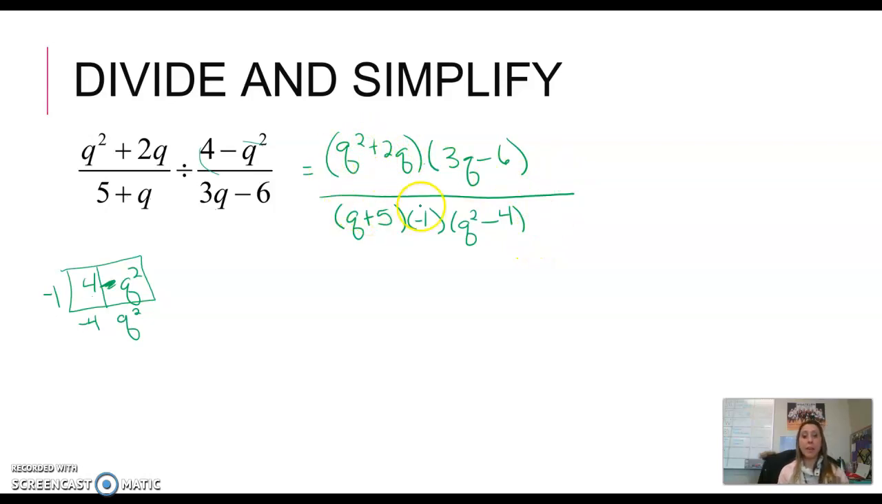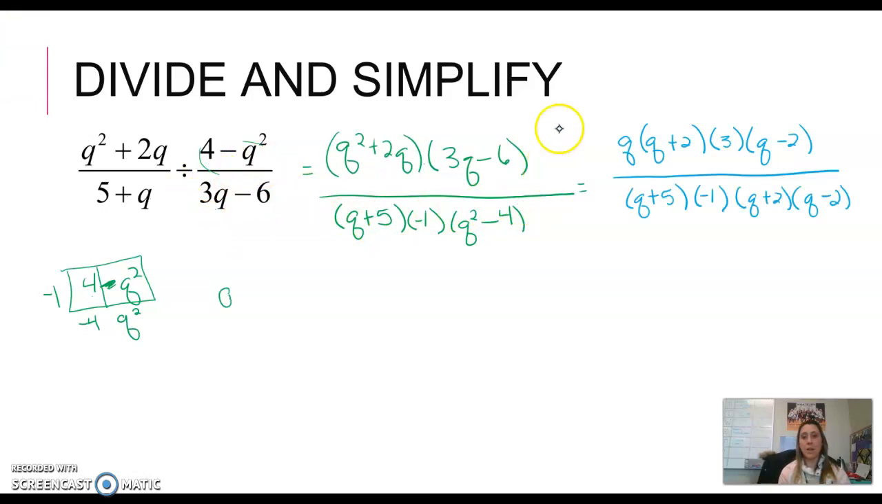So now that we have this set up as a multiplication, because I kept this one the same, and then I flipped this one, and I did some extra work. I rewrote the denominator in standard form. Go ahead and factor that. Okay, so I went ahead and factored it. I have got the q. I did a greatest common factor, so I ended up with q plus 2. And then I factored out a 3. I did another greatest common factor, 3 times q minus 2. And then q plus 5 doesn't factor any further. Negative 1 doesn't factor any further. And q squared minus 4 was a difference of perfect squares.